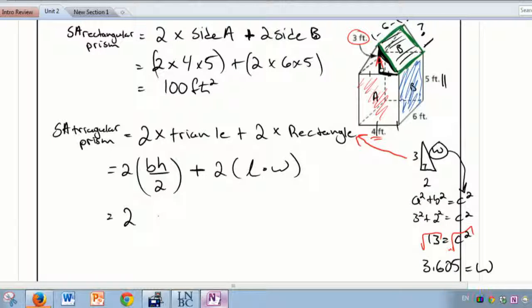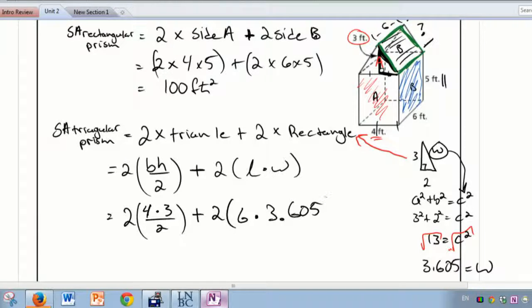So the base of my triangle is 4. The height of my triangle is 3. I'm going to divide that by 2 and then multiply it by 2. The length of my rectangle, we'll call it 6. The width I found to be 3.605. And I have 2 of those as well.